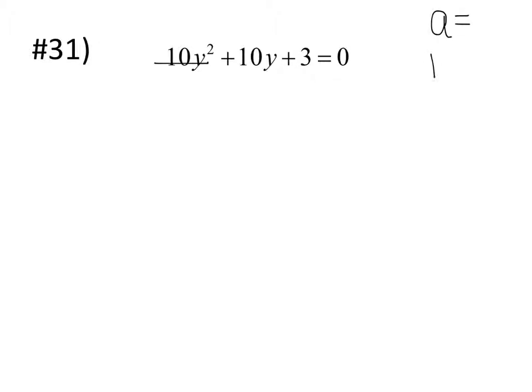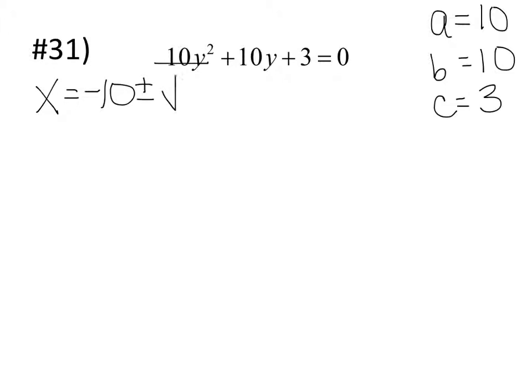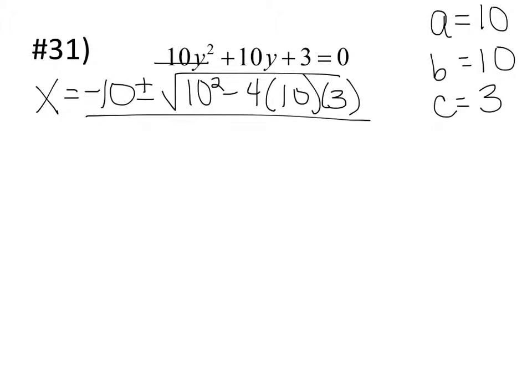Write off to the side what A, B, and C are. A is 10, B is 10, and C is 3. So I have x equals negative b, so -10, plus or minus the square root of b squared, so 10 squared, minus 4ac. A is 10, and C is 3. All over 2a, which in this case is 2 times 10.